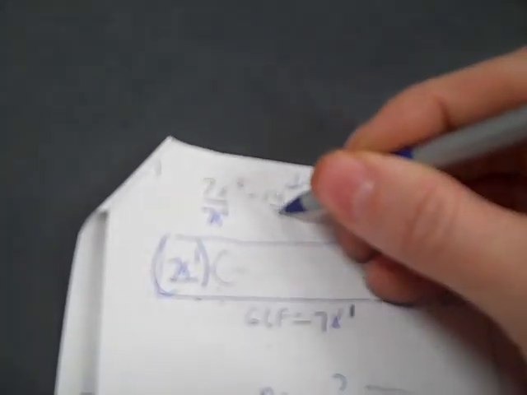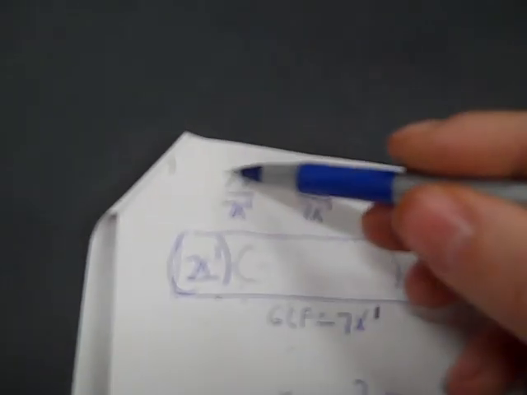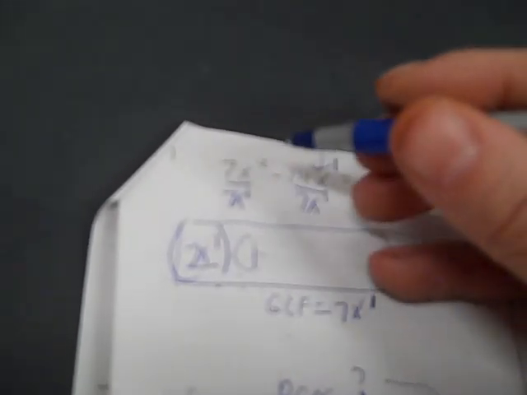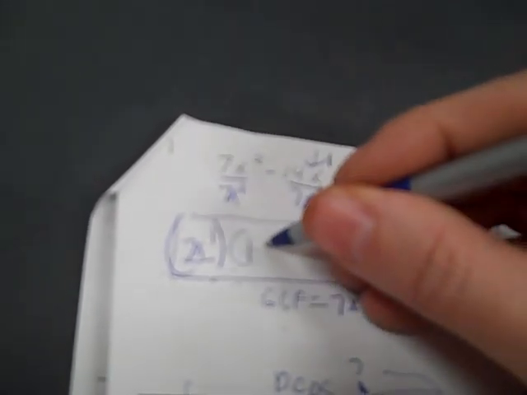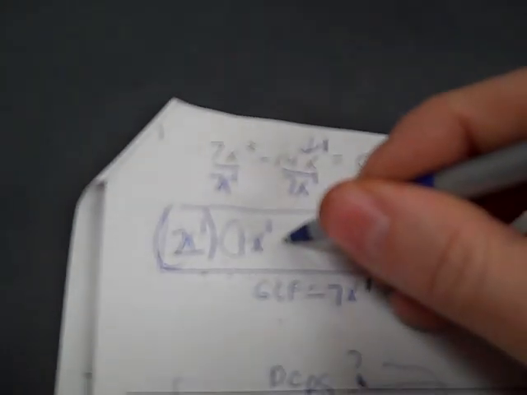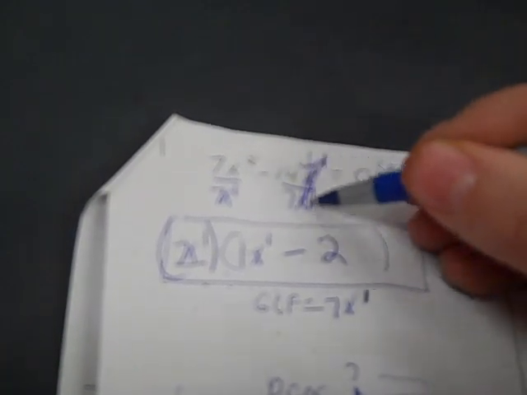So I put 7x to the first out, put a parentheses around it, and then go up here and divide. So 7 divided by 7 is 1, and then 2 minus 1 is 1, but it's x to the 1. And then negative 14 divided by 7 is negative 2. So minus 2, but these are to the same power, so we can get rid of those.